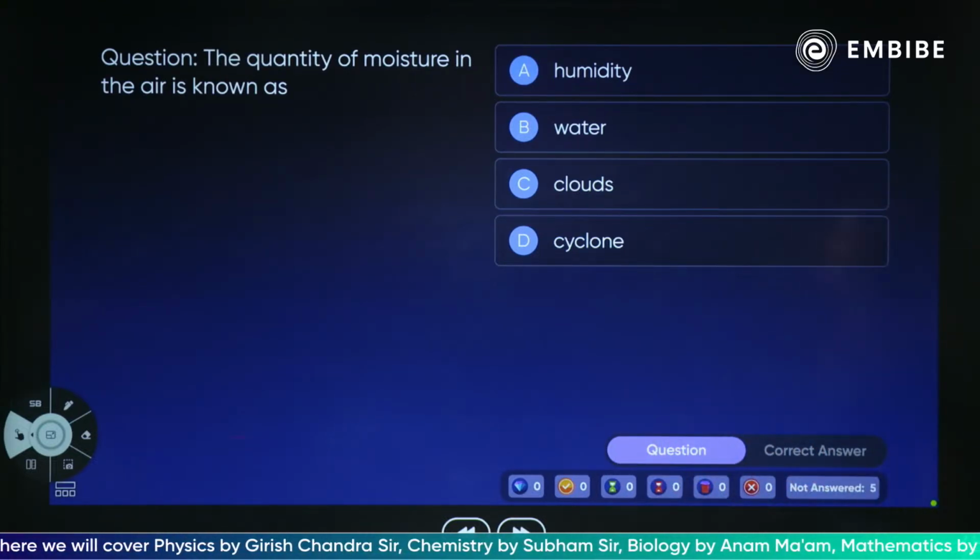So the question is the quantity of moisture in air, what do we know it as? Humidity, water, clouds, cyclone. ये जो हवा में नमी है, ये जो हवा में moisture है, इसको हम क्या बोलते हैं? ह्यूमिडिटी बोलते हैं, वाटर बोलते हैं, क्लाउड्स बोलते हैं या साइक्लोन बोलते हैं?